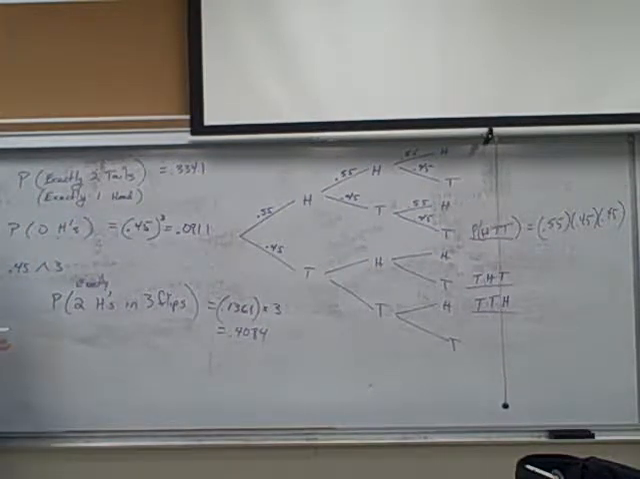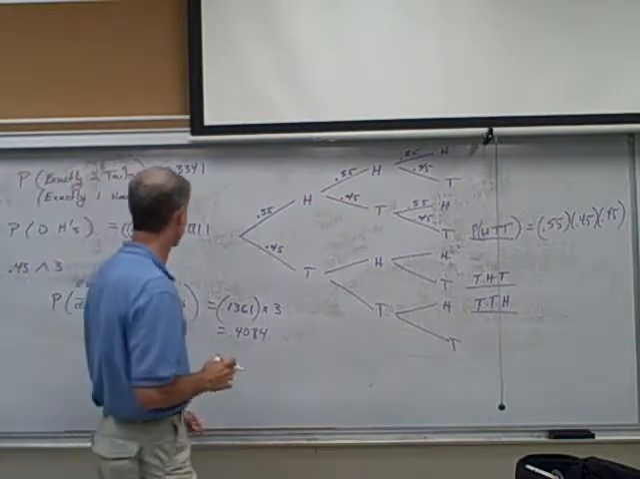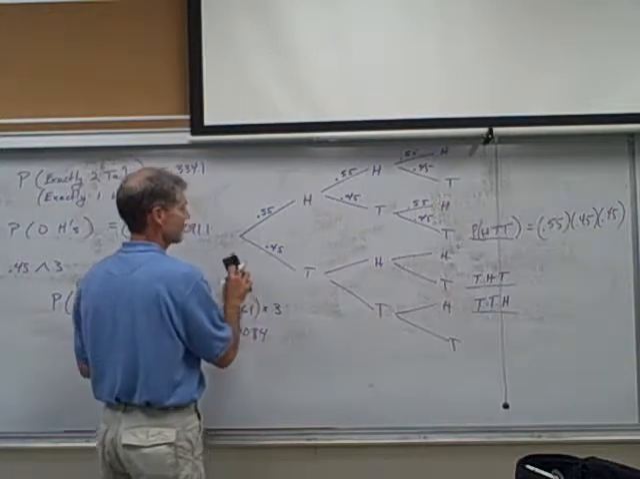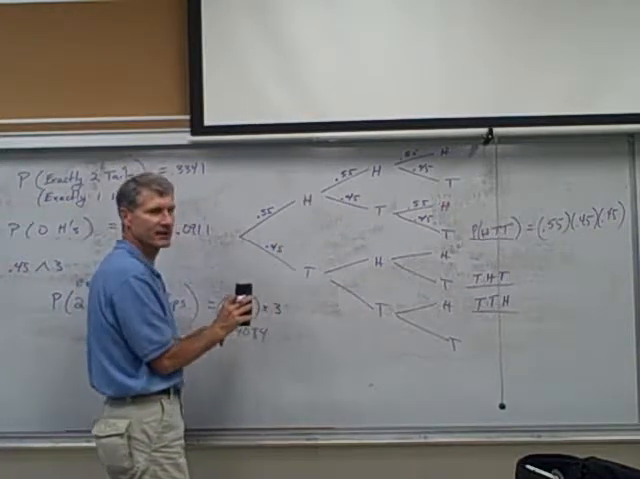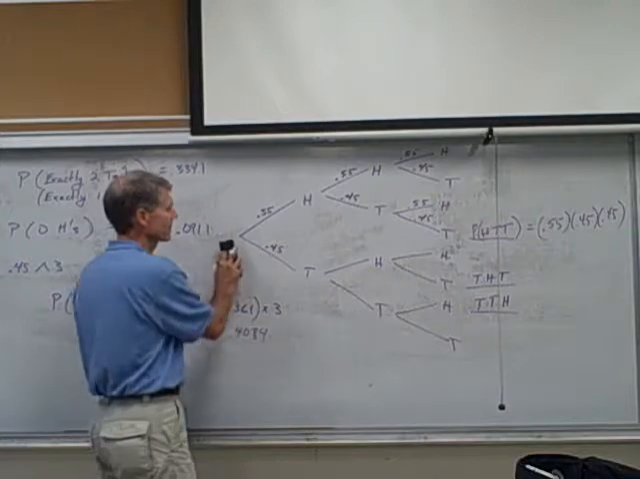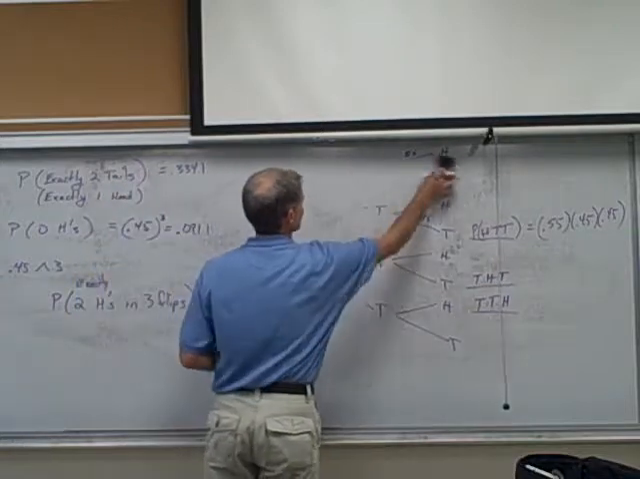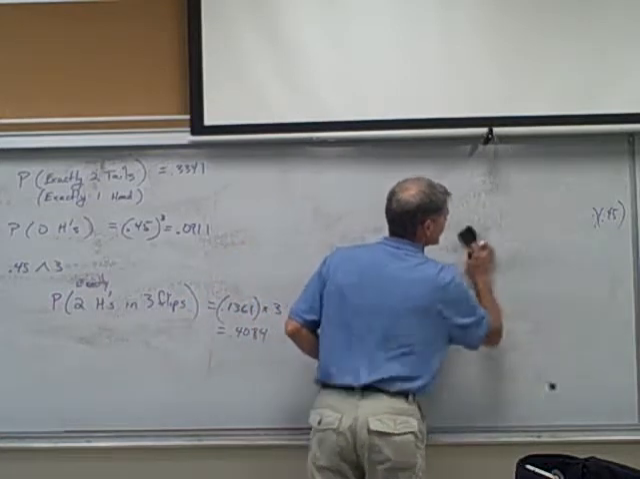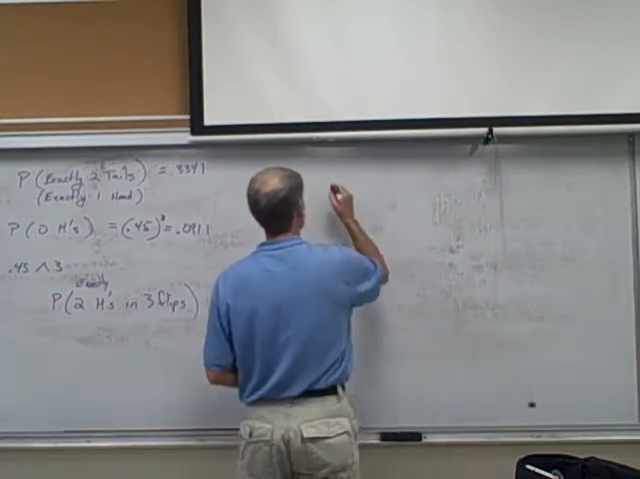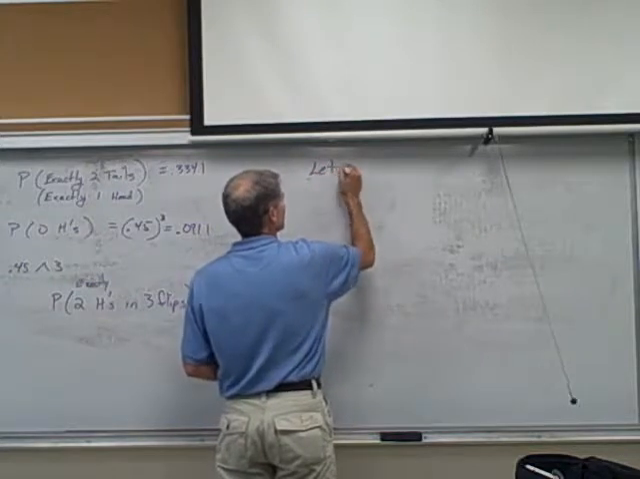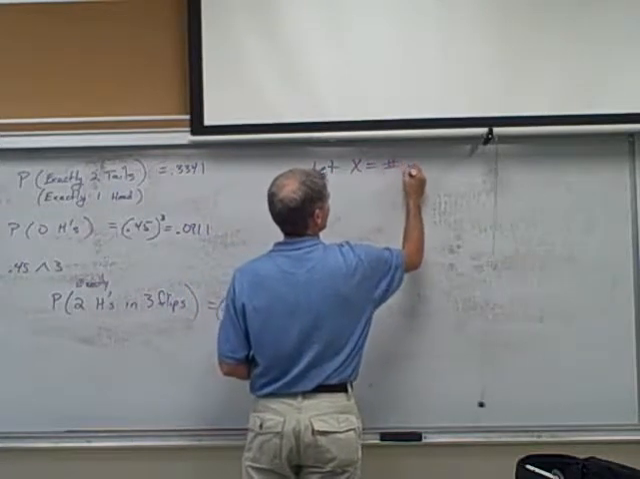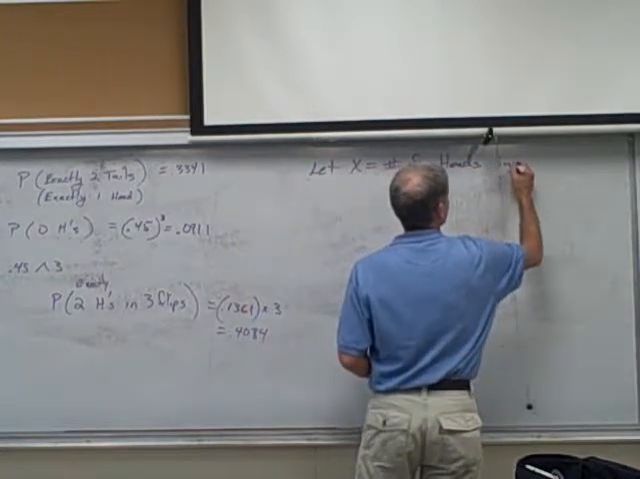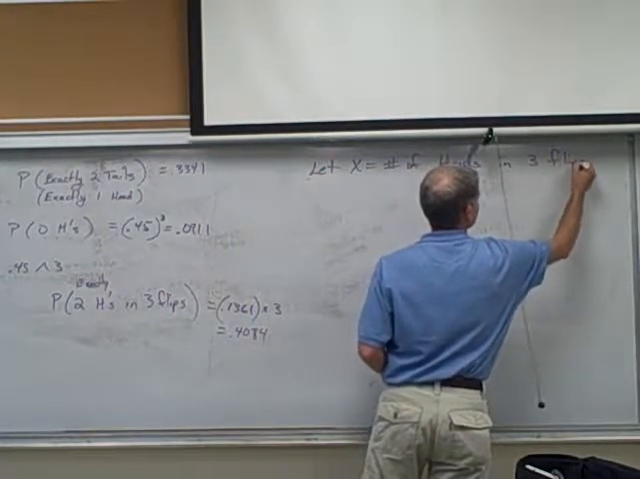Okay. Well, what we're building here is a whole new thing. I think I'm done with the tree diagram. As soon as I erase it, oh, I want that back. But here we go. I need the board space. Let x equal the number of heads in 3 flips.